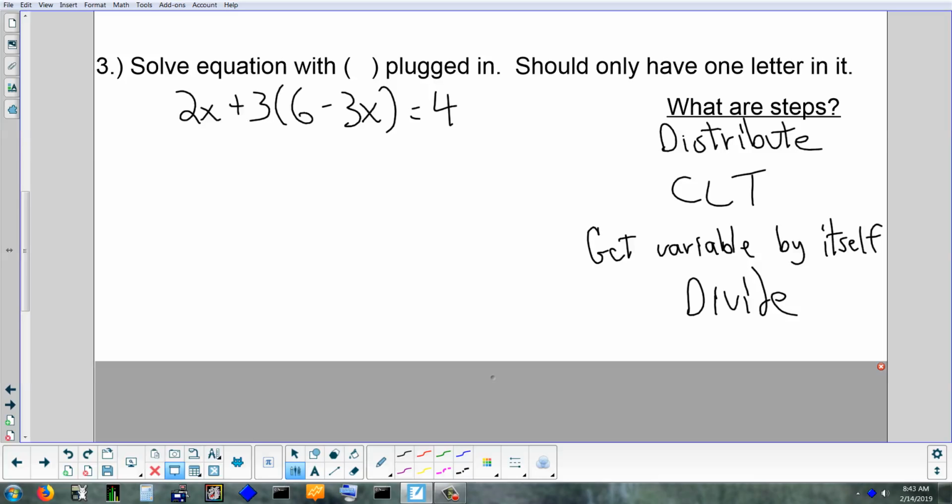So I'm going to distribute first. What number, Joe, am I distributing? Positive or negative? Positive. I'm going to distribute the positive 3 into what numbers? 6 and negative 3. When I do that, Joe, what do I get?